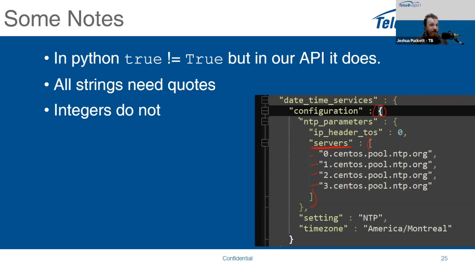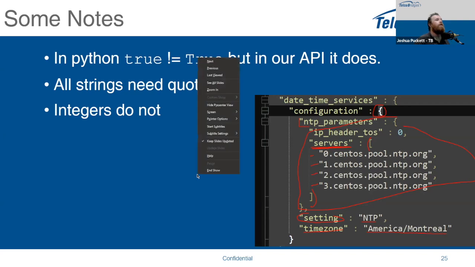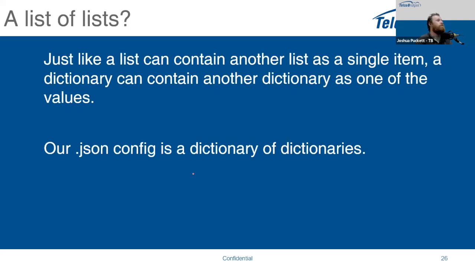So we can see here that these are at the same level. Inside configuration, I have one key where the value is a whole other dictionary. And then I have another key that's setting, and the value is just NTP. And then I have a third key, time zone, where the value is America/Montreal. And so that's the main point.